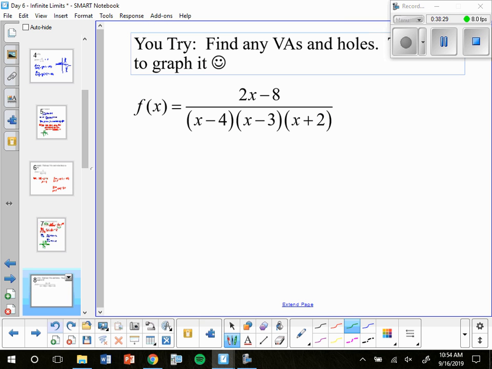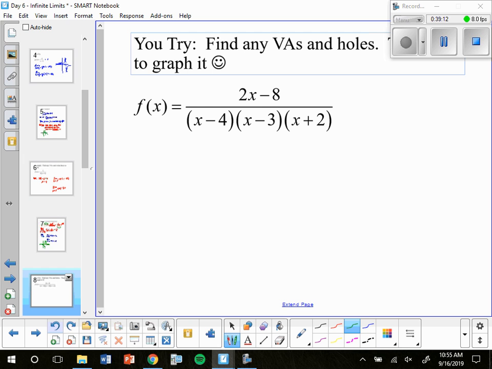I want you on this to find any vertical asymptotes or holes. Write them as limits. I'm going to give you 5 minutes on this. Yay, that's a lot of minutes. So I want you to try to find any vertical asymptotes and or holes. I want you to write your vertical asymptotes as limits, so you see which direction they're going in. Use that information to sketch a graph. Also think about intercepts.